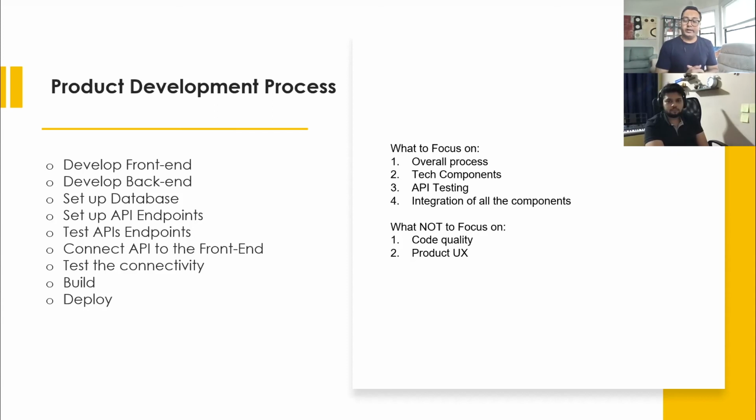Now, there are a few things I want to highlight here. Don't get hung up on the code because it will change depending on your application. Don't get hung up on the individual components because that will change along with your application. You may choose to build your application on Google Cloud or AWS, and the deployment process will be very different. But the overall steps that we have are very similar, which is, develop front end, develop back end, set up cloud database, set up API endpoints, test the API endpoints, connect API to the front end, and all of that. So I hope this was a good overview for you.